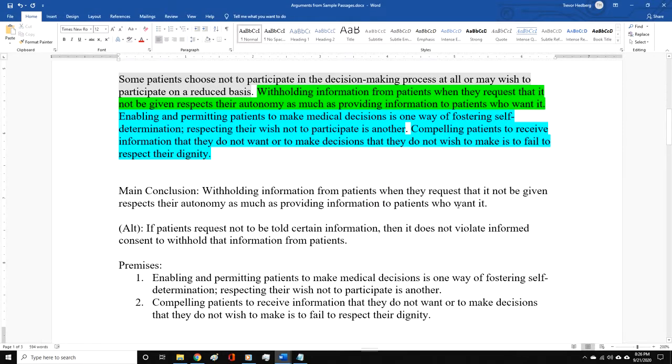This conclusion would be a sub-conclusion, which means it would be functioning in the argument as both a premise and a conclusion, and then your ultimate conclusion would be this idea. That would be another way I think you could reconstruct this paragraph.